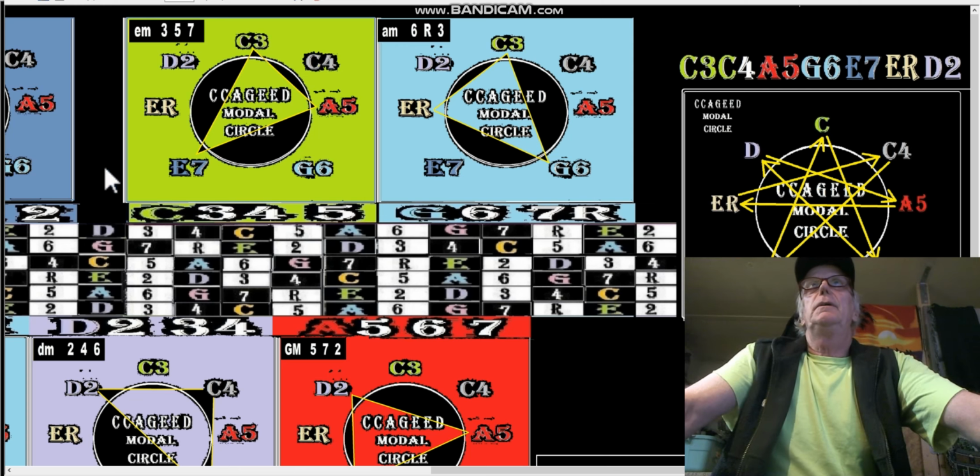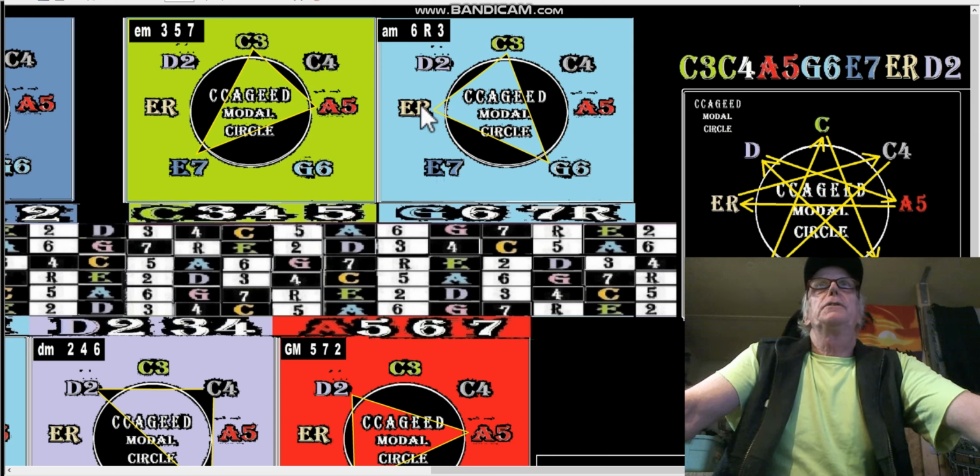Okay, so we had a little edit there. If we're starting on the G6, the G string's going to be E root with the cutout, so it's just going to be root 2.